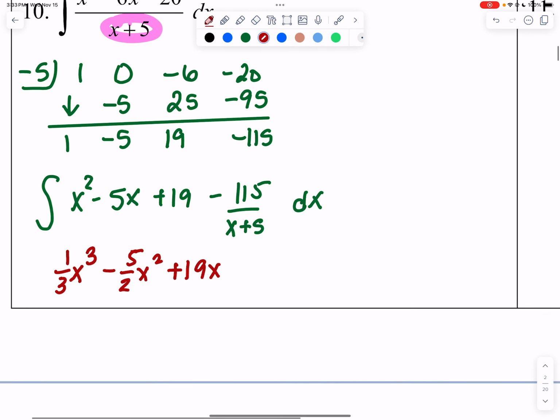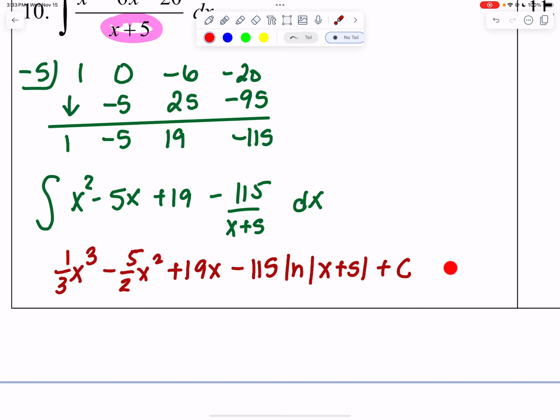Or if you already know this, because this is a coefficient of 1, it's going to turn into 115 ln of the absolute value of x plus 5. And then don't forget about your constant of integration. So this is going to be your original function.